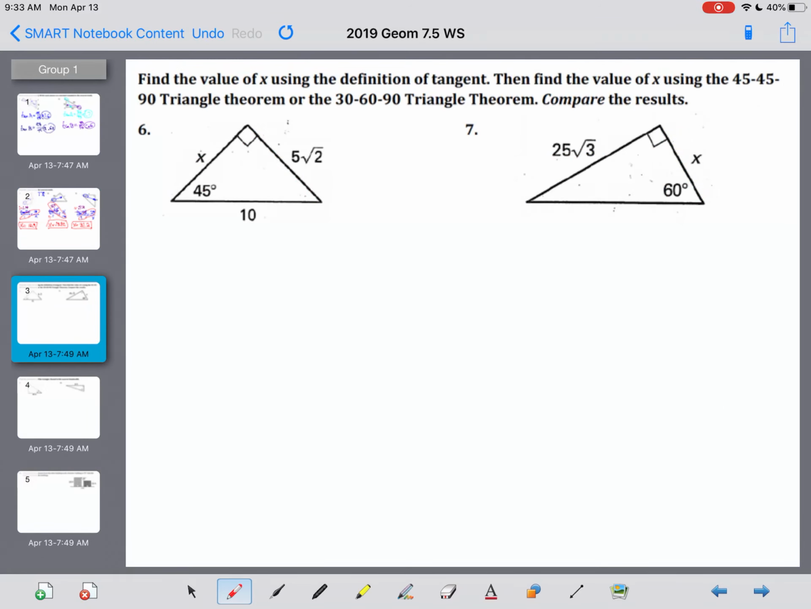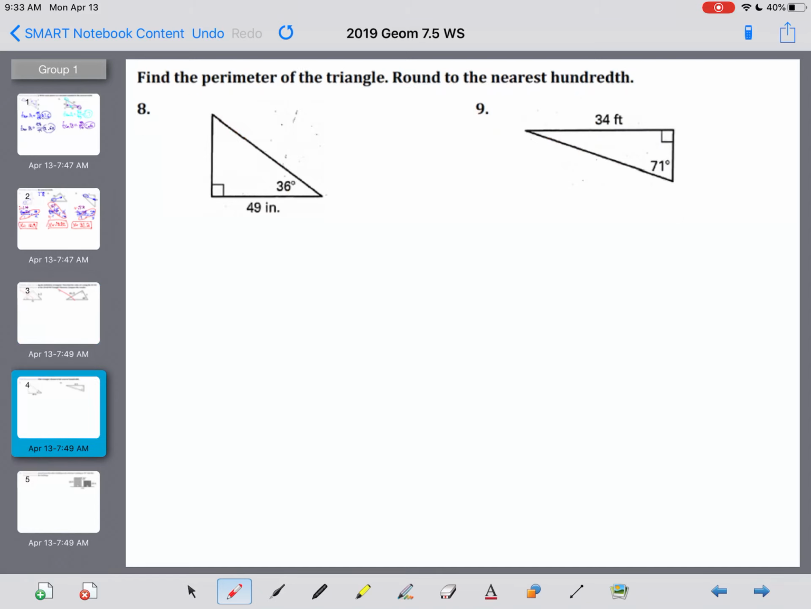Moving on, I'm gonna have you skip these here. These are just related to the special right triangles. For these problems here, we're going to have to find this. We're going to have to find that. And again, remember perimeter is going to be add all sides.